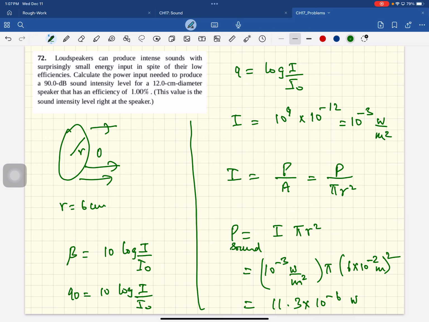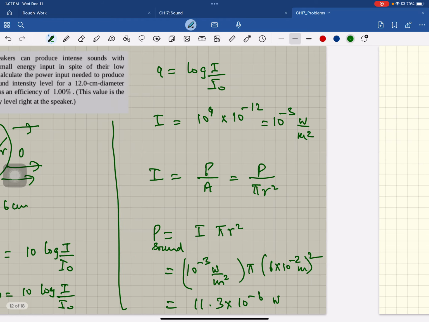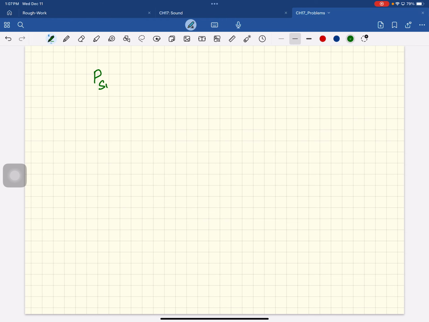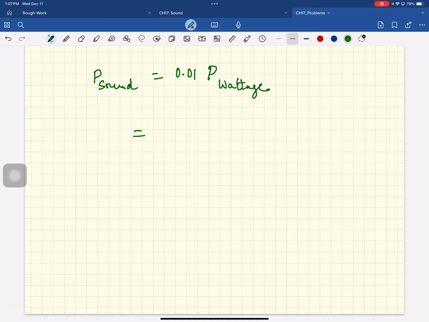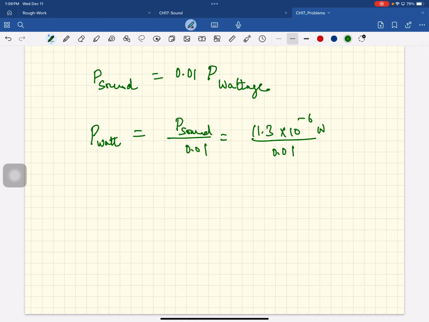Watts. Okay. But they tell you that the speaker is 1% efficient. So the power in the sound is 0.01 times the power of the speaker, or that's how much electricity you're feeding the speaker. So the wattage of the speaker is 11.3 into 10 minus 6 watts divided by 0.01. So this is 11.3 into 10 minus 4 watts, equal to 1.13 milliwatt.